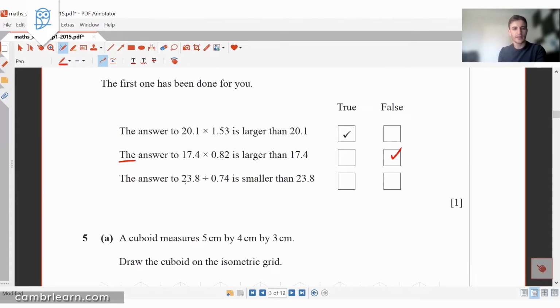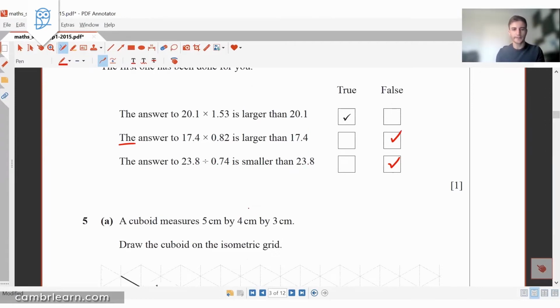Okay, so let's look at the next one. So the answer to 23.8 divided by 0.74 is smaller than 23.8. Okay, so now we have to be careful because now we are essentially dividing by a number that's smaller than 1. Okay, so that means that this number has to increase. Okay, so this is also false. Okay, great. And if this number was greater than 1, then this number would decrease. Okay, so that's also part of a little bit of study work.